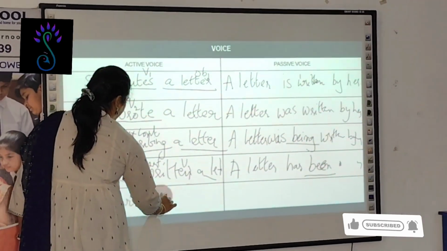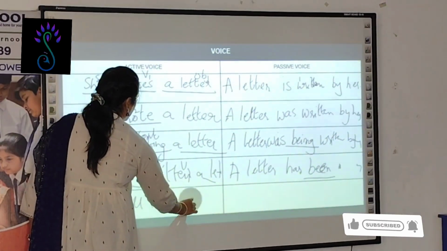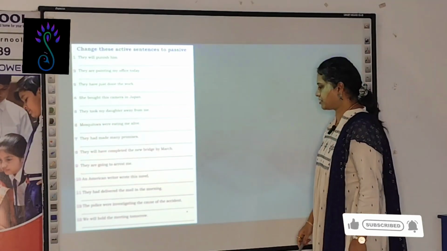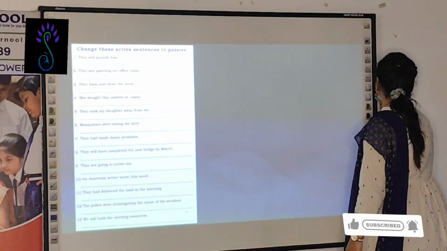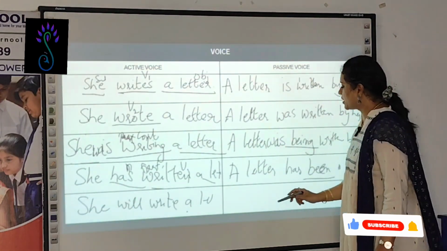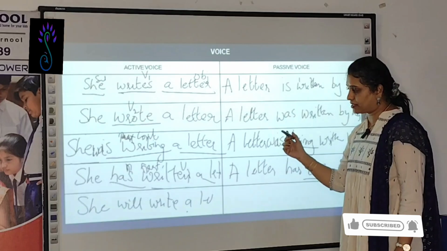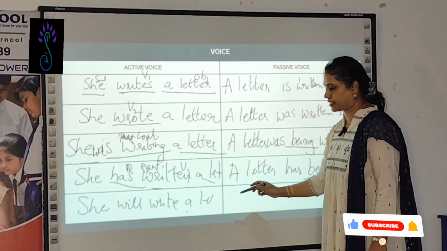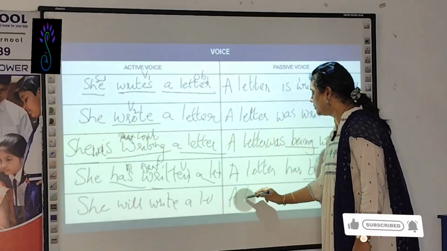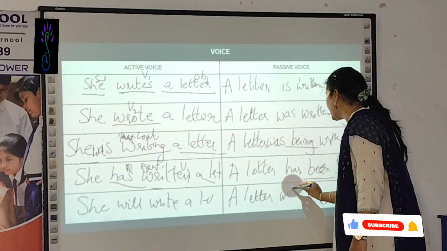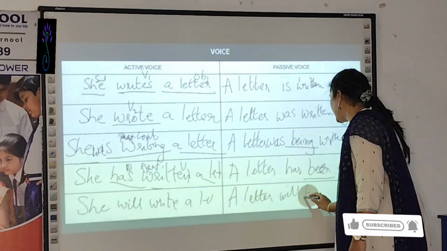write a letter. Will, future tense. Will is future tense. What will you do? Same thing, you observe that what is subject, what is the verb, and what is object. A letter will కి be రాయాలి. will కి be రాయాలి.